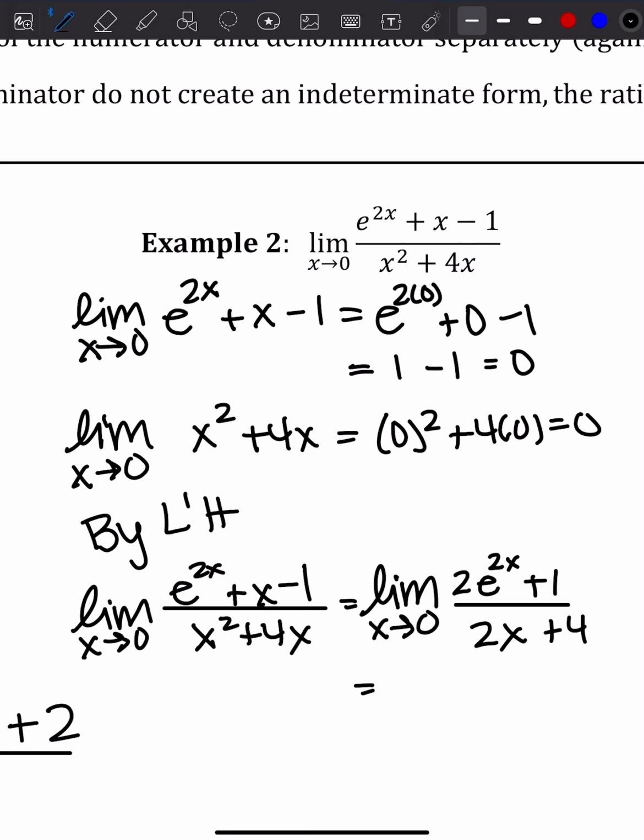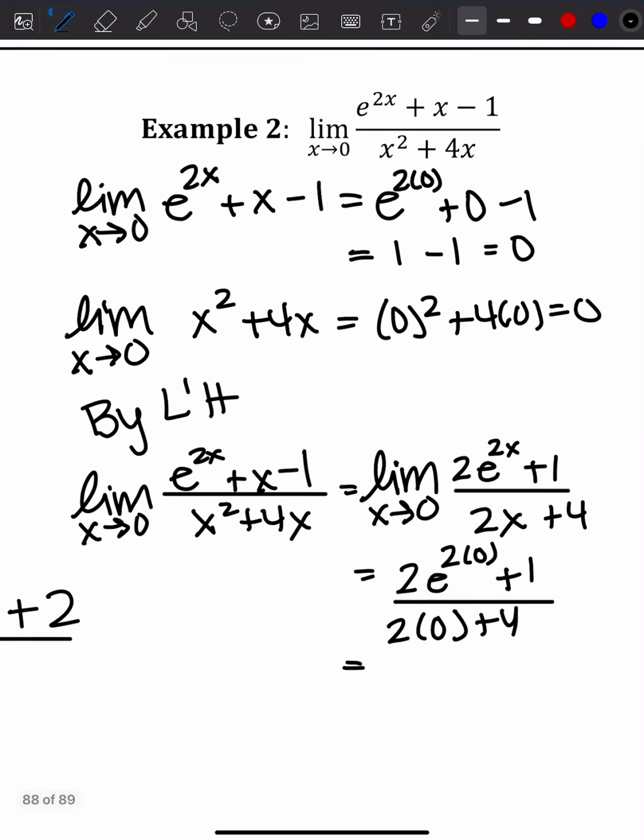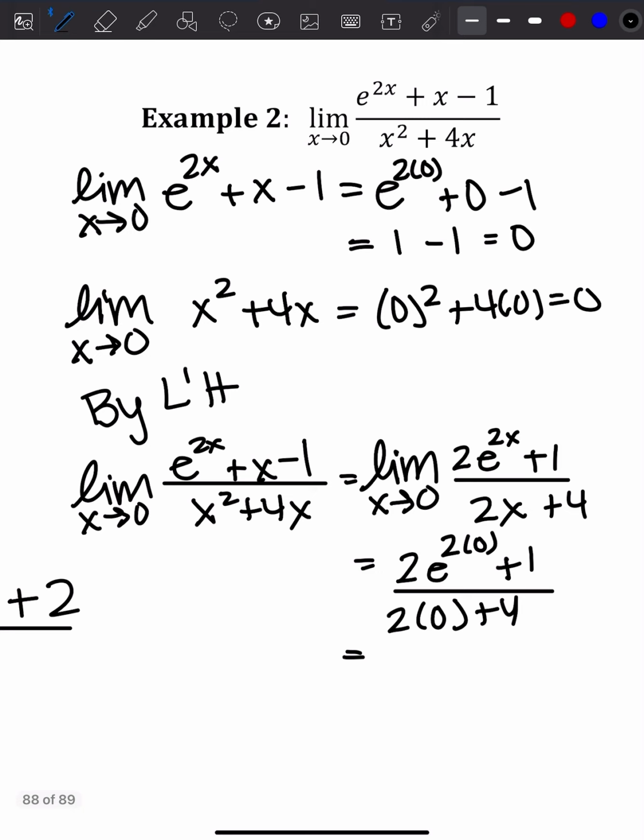If we go ahead and plug in 0, 2e to the 2 times 0, plus 1, over 2 times 0, plus 4. So 2 times e to the 0 is 2, because it's 2 times 1. Plus 1 is 3, over 0 plus 4. So we get 3/4.